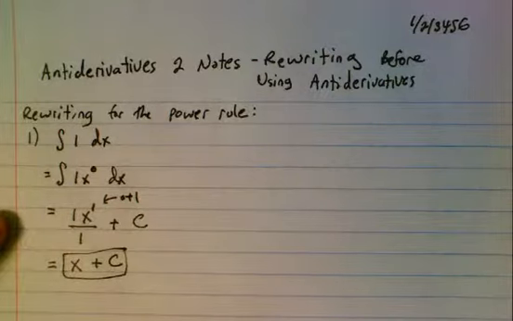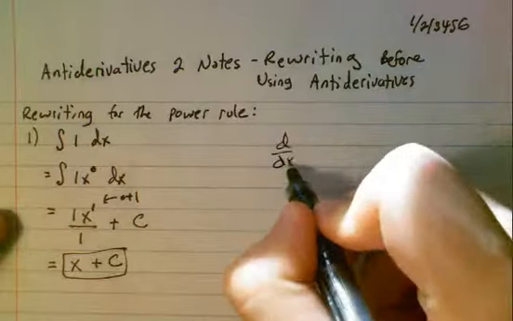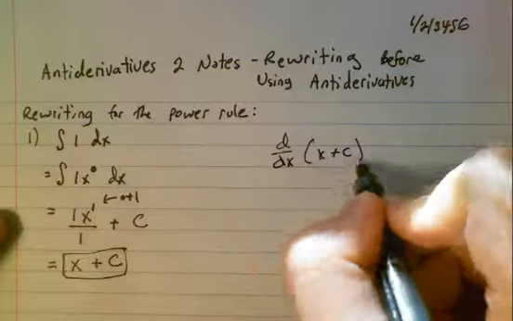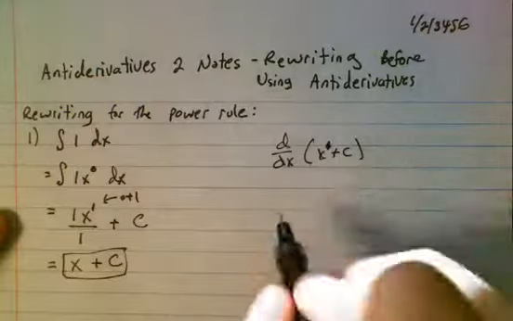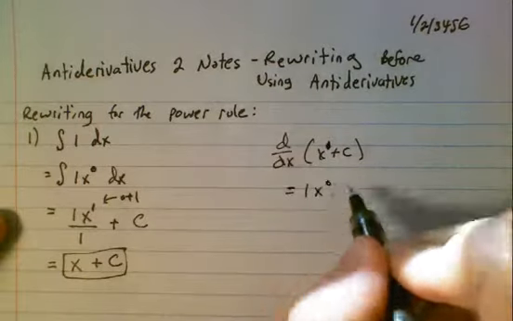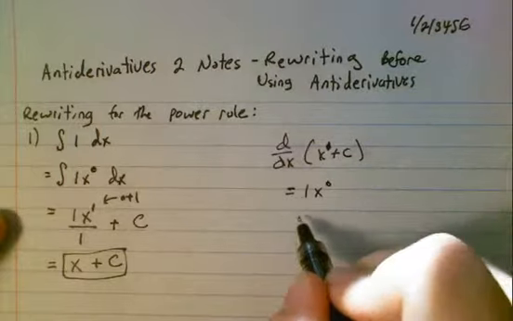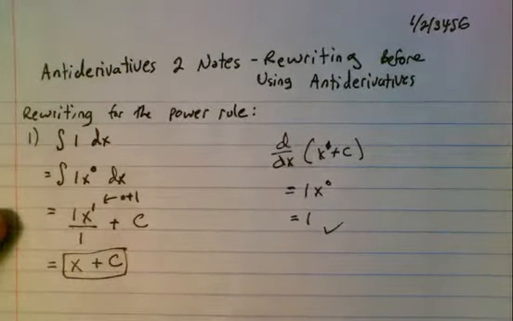Now that we've started doing antiderivatives, we're always going to check our work by taking the derivative of x plus c, the derivative of x to the first power. When I bring down that 1, subtract 1 from the exponent, derivative of c is just 0. That's going to be 1. That's exactly what I started with.